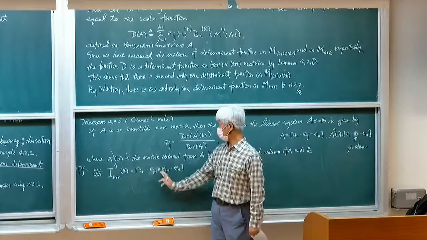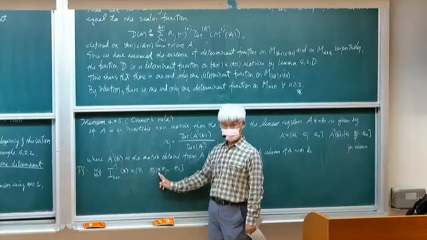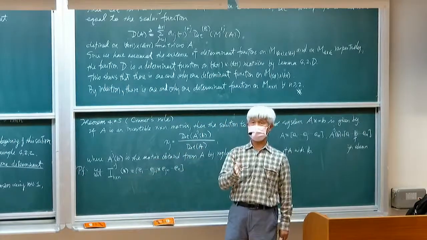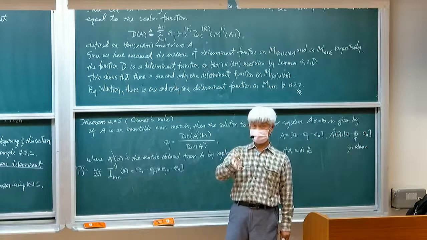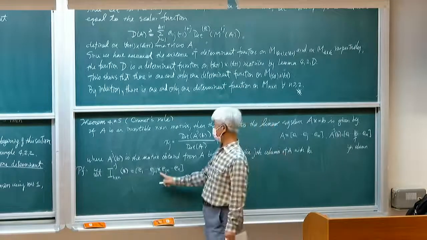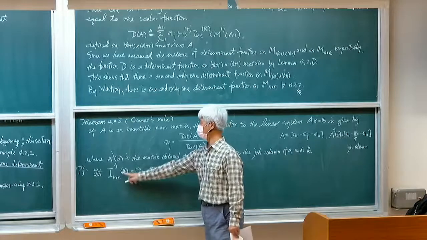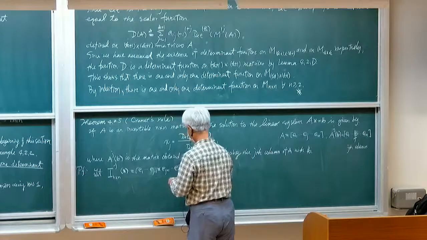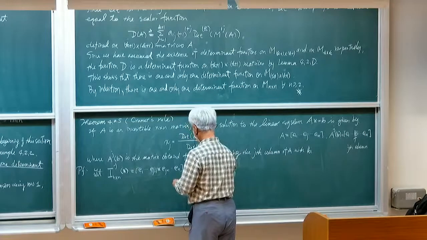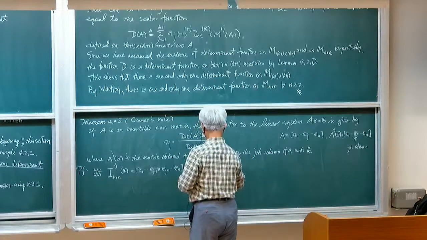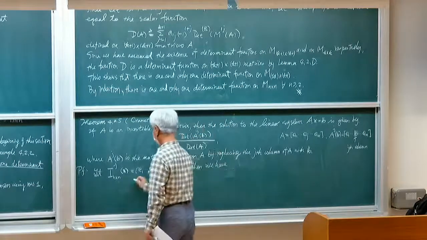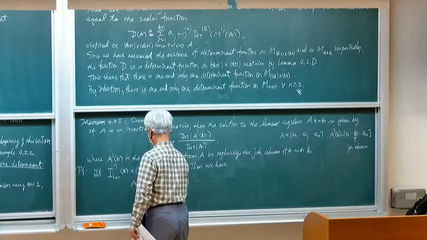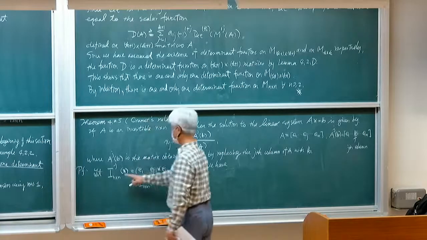So the jth column in the identity matrix, which should be a standard unit vector, has been replaced by x. So this is this matrix here. Then we multiply A by this matrix.